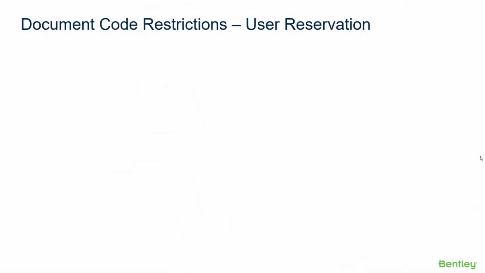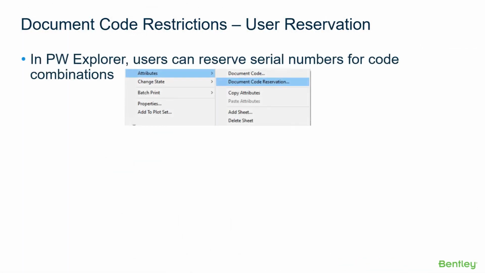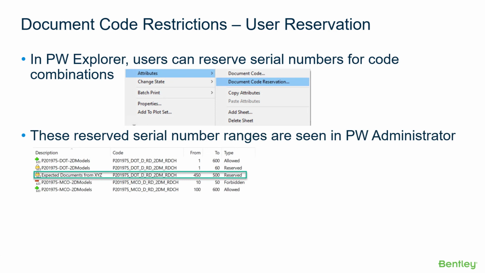Now let's look at user reservations. In ProjectWise Explorer, users can reserve serial numbers for document code combinations using the attributes document code reservation command. They will enter the upper and lower range and the specific code to be applied to that reservation. These reserved serial number ranges are seen in ProjectWise Administrator.